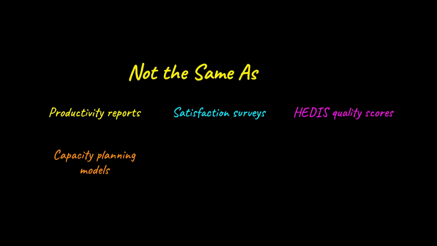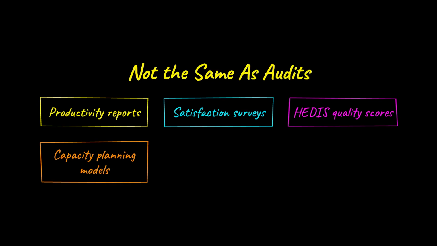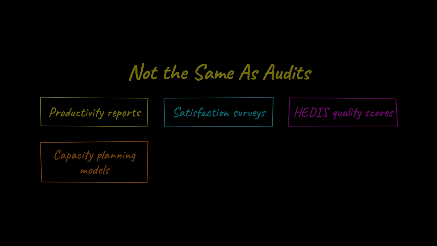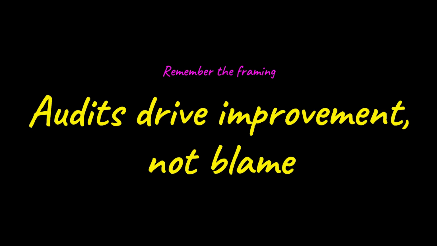Don't confuse this with provider productivity reports, which track revenue and volume, or patient satisfaction surveys and HEDIS quality scores, which measure experience and clinical care. Capacity planning models are related but forward-looking, projecting future need rather than auditing current performance. The exam writer's trap is framing audits as punitive, cutting patients or pay. The correct framing is always operational improvement: identify gaps, adjust templates, and keep the schedule matched to real demand.